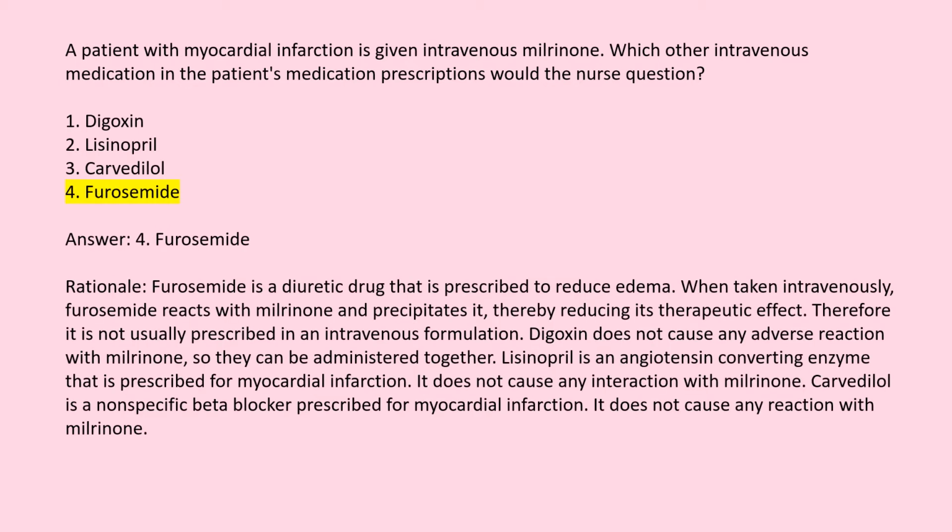Answer: 4. Furosemide. Rationale: furosemide is a diuretic drug that is prescribed to reduce edema. When taken intravenously, furosemide reacts with milrinone and precipitates it, thereby reducing its therapeutic effect. Therefore, it is not usually prescribed in an intravenous formulation. Digoxin does not cause any adverse reaction with milrinone, so they can be administered together.